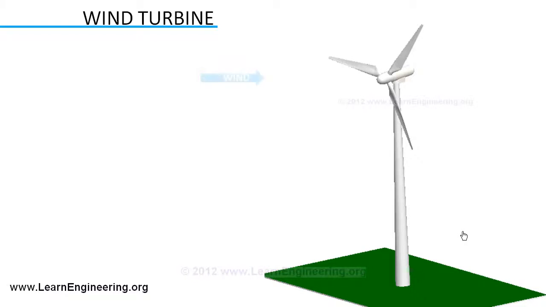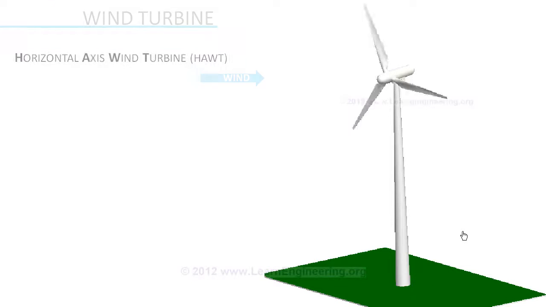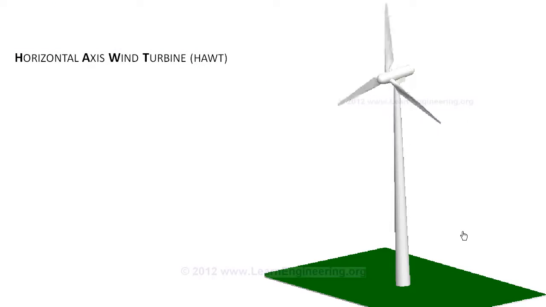Wind turbines extract kinetic energy from wind and transform it to electricity. In this video we will learn the working principle of the horizontal axis wind turbine, which is the most commonly used one.